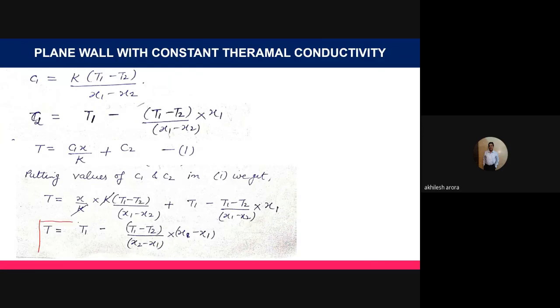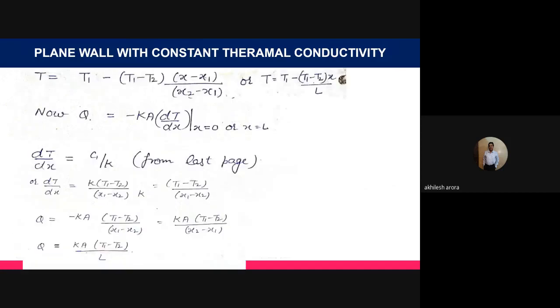And from this we derived the equation, and finally we got the answer of temperature distribution as T equals T1 minus (T1 minus T2) divided by (x2 minus x1) into (x minus x1). This was the temperature distribution. And finally, when we calculated the value of the heat transfer, we got the initial expression given by Q equals kA (T1 minus T2) by L. And you remember we can also write it as delta T divided by L by kA.